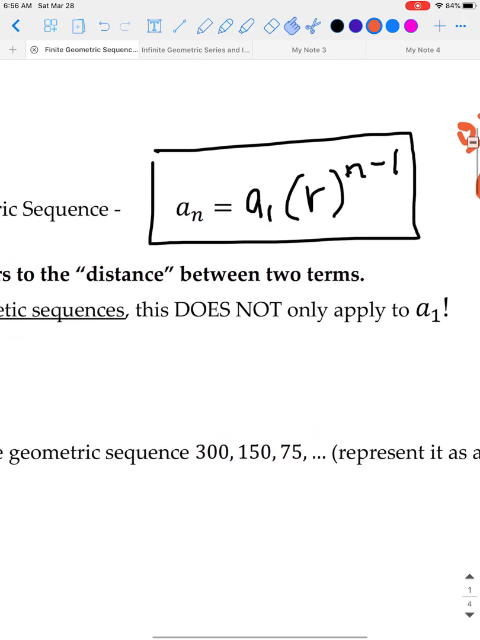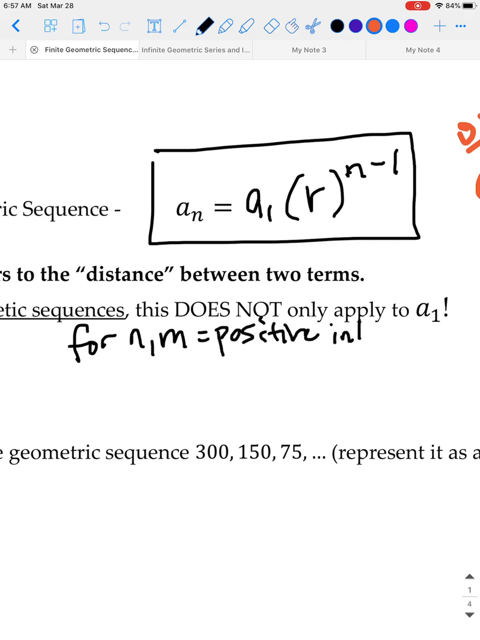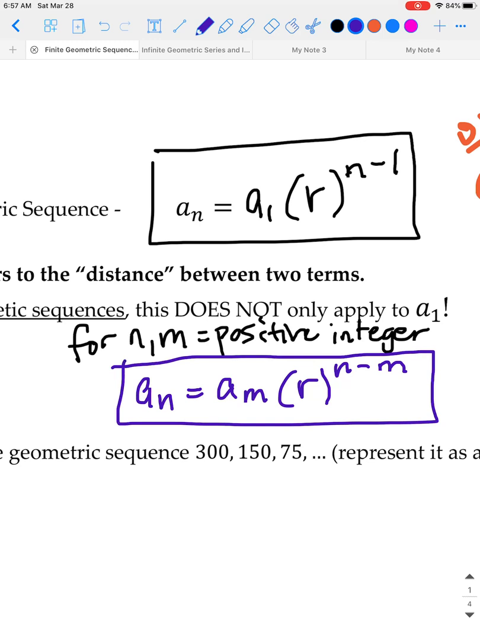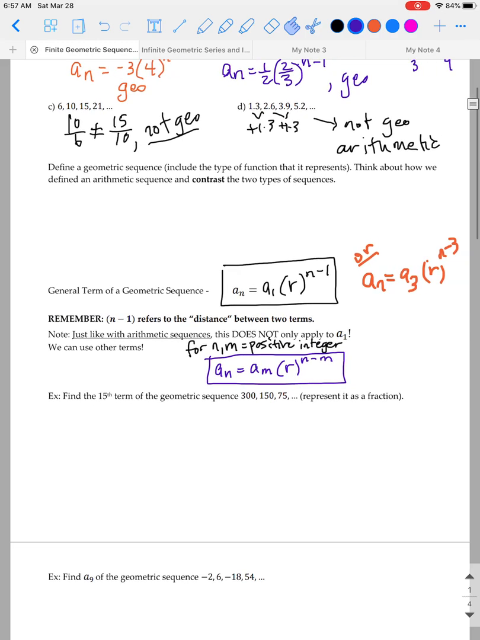And even more generally, for any two terms that are positive integer values, so n and m again, a sub n is equal to a sub m times the common ratio to the n minus m power. Okay, so again, just a separate form that may be useful if we don't have the first term given.